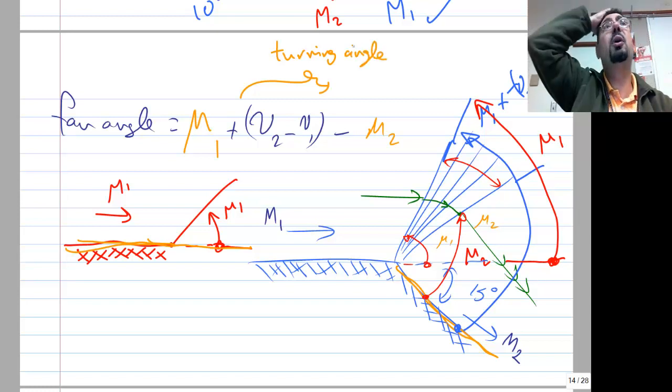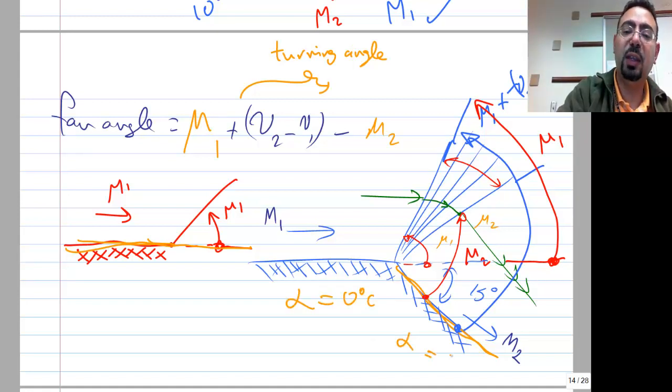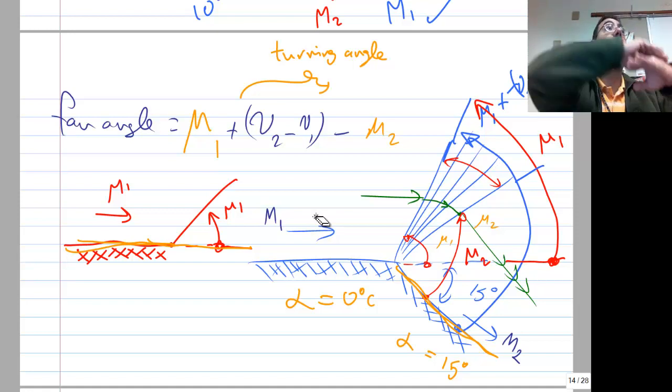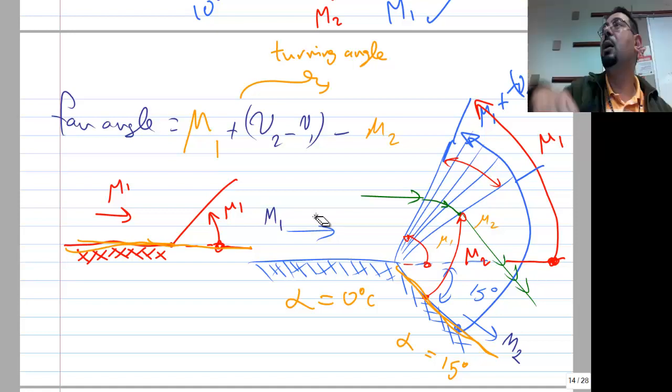Our book actually has this system that I don't like, which would say this is alpha is 0 here, and alpha is 15 here. What's alpha? That's the direction of the flow. He assigns an angle for the direction of the flow. If it's horizontal, it's 0. If it's going down, it's 15. And therefore, the turning will end up being, he will call it alpha minus alpha or something. I just think that the turning is very clear to your eye. It's the change in direction.